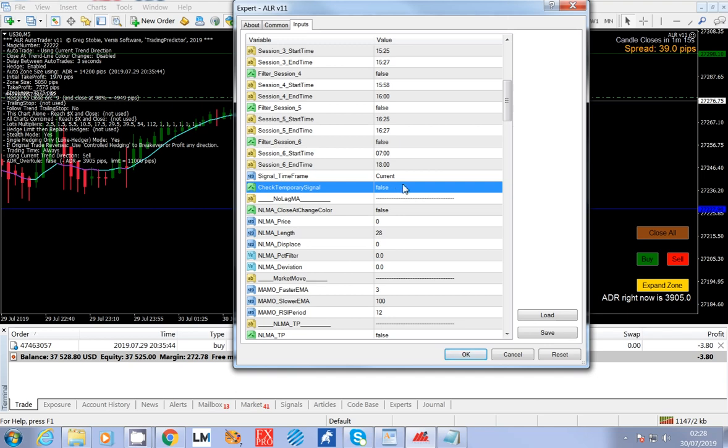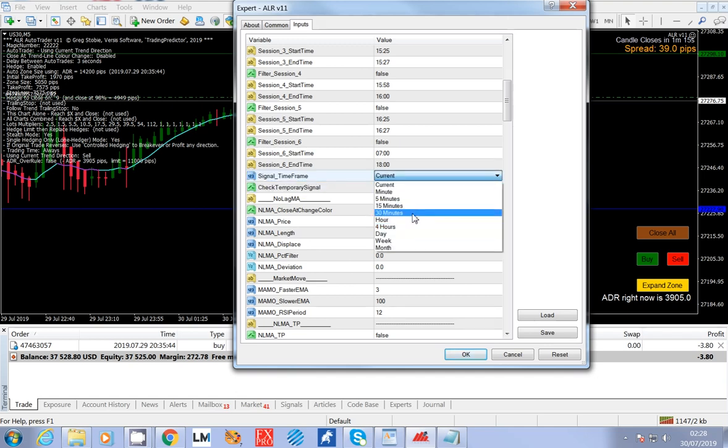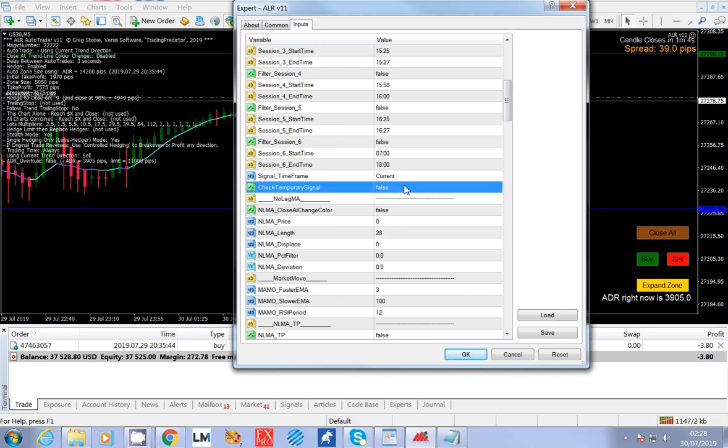Or if you want to use a higher time frame, such as the H1, the hour, then you might just want to use the current candle, because 1 hour of time passing and the color of the candle changing for that hour may be enough for you to decide that that is the direction it is now going. So that's the choices you have there.